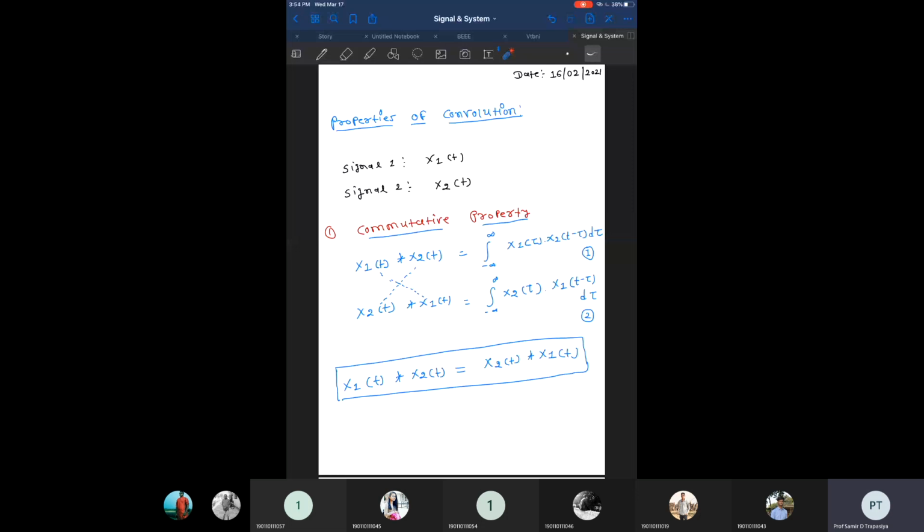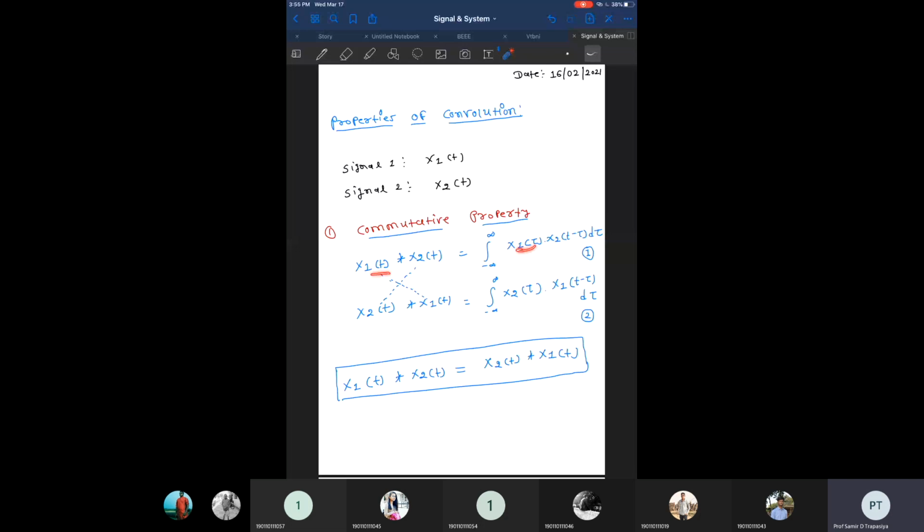Either we go with x1 of t first and x2 second, or we make the convolution where we take x2 of t first and x1 of t second. The formula changes. If we take x1 of t first, then it is x1 of tau, and if we take x2 of t second, then it is x2 of t minus tau. But if we reverse the order, then x2 of t is first and x1 of t is second, and this integration is x2 of tau into x1 of t minus tau. So this order is going to change.